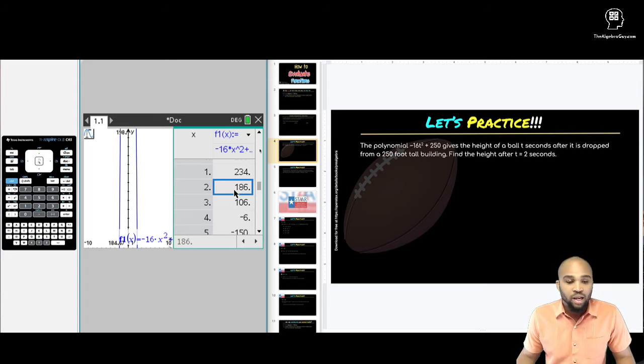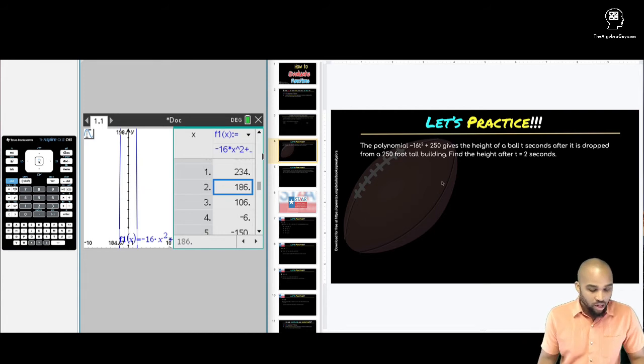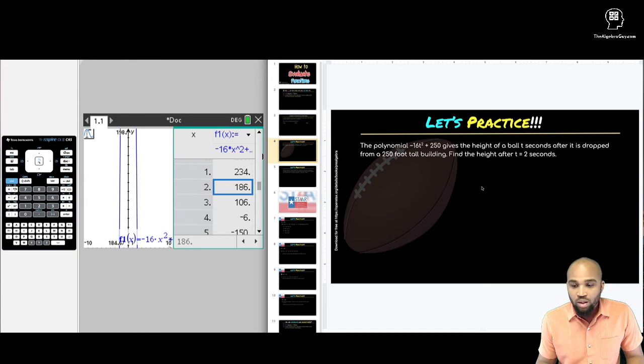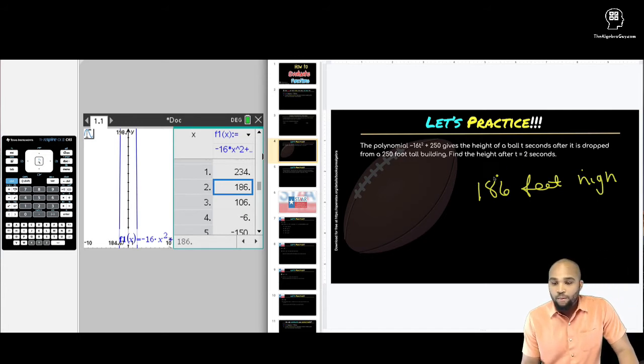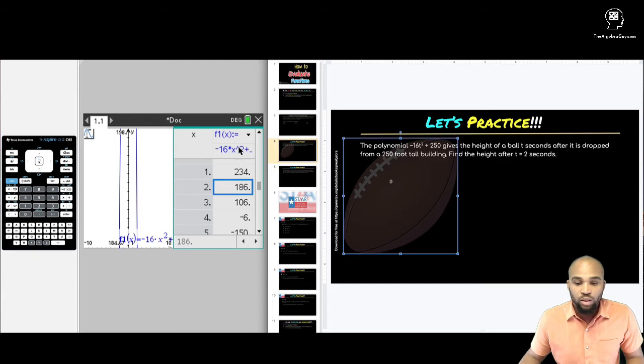It's clear. I make sure I put the function in correctly, and I know that I have the right answer. So I'm going to write in here, just to make this official, 186 feet high. And I could be more specific after 2 seconds. And that's it. That's all we need to do in order to work that problem. So let's go to our next problem and see if we can work that quickly as well.